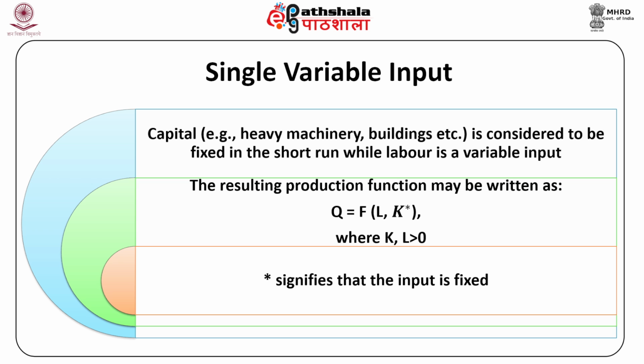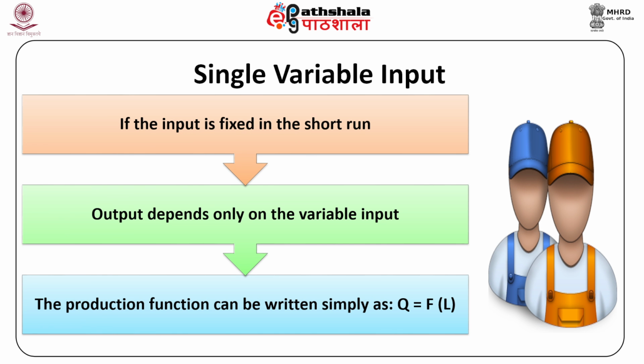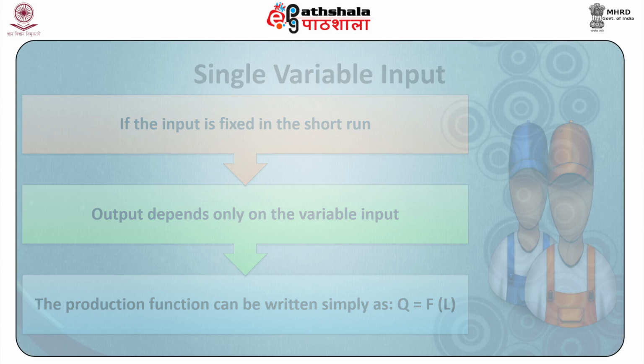The resulting production function may be written as Q is a function of L, K star, where K and L are greater than 0. Note, star signifies that the input is fixed. If the input is fixed in the short run, output depends only on the variable input, and hence we can write the production function simply as Q is a function of L.